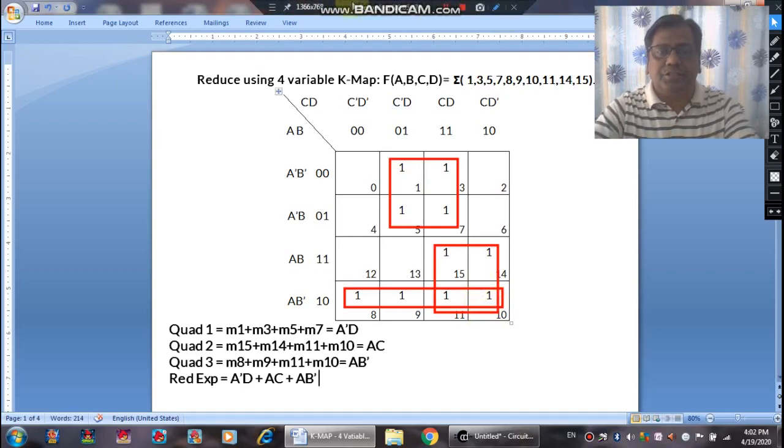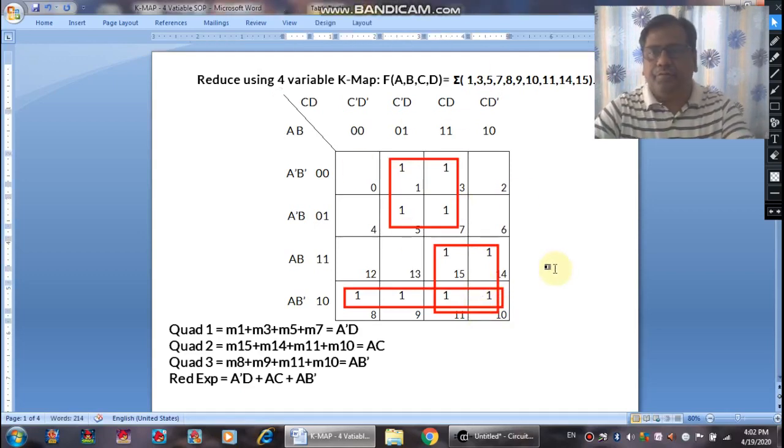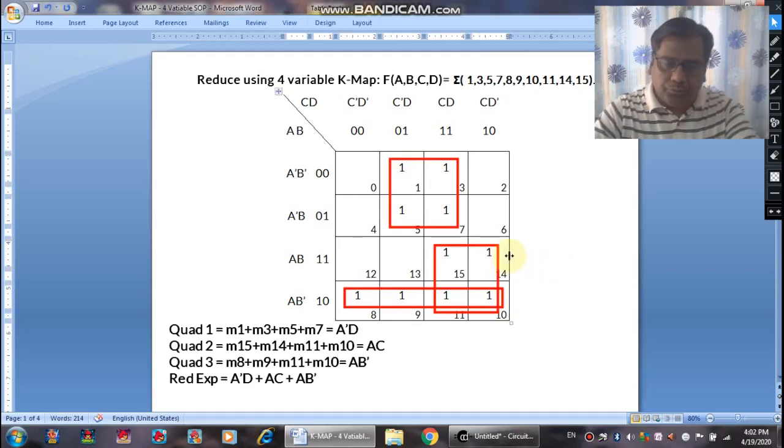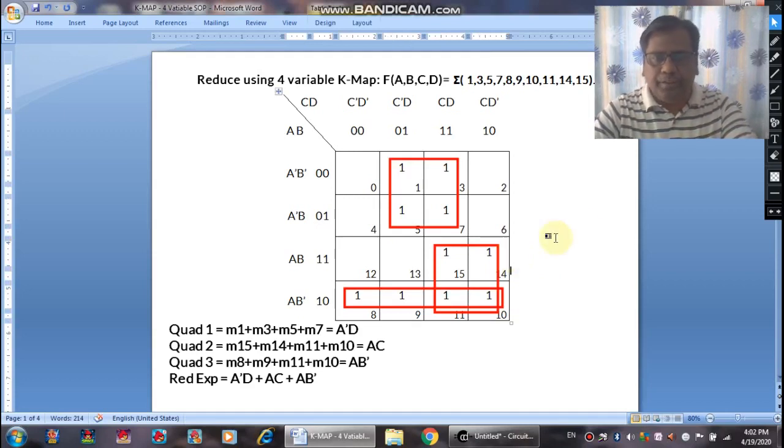This is the first question solution that I have given, and then you have to draw the logic circuit diagram by using the basic gates, that is AND, OR and NOT. Clear? Just note it down carefully.